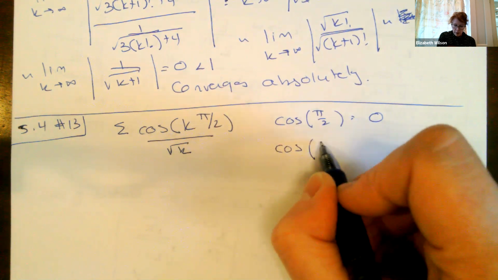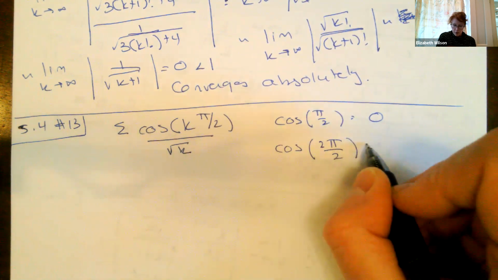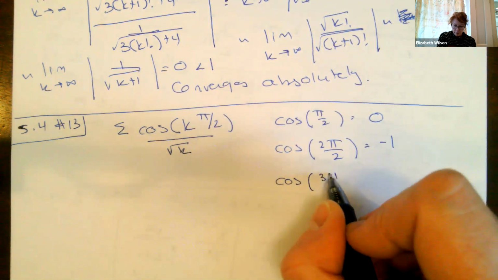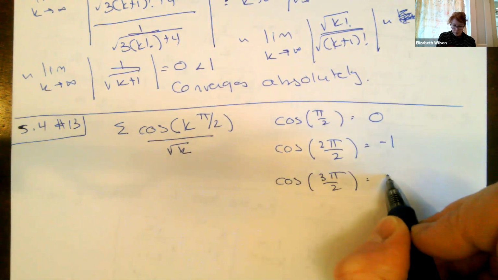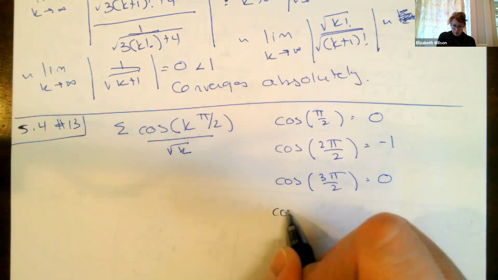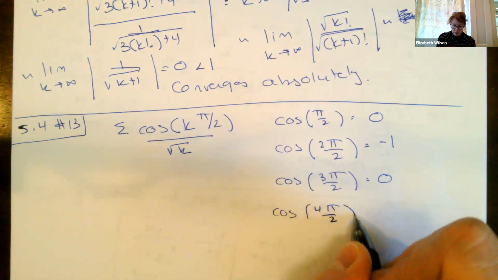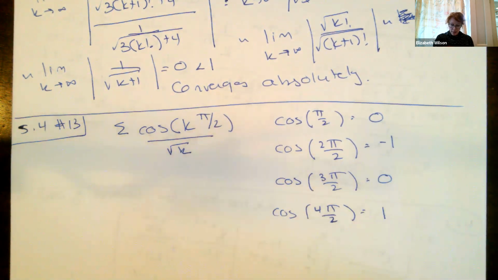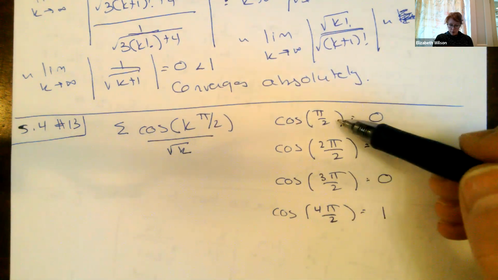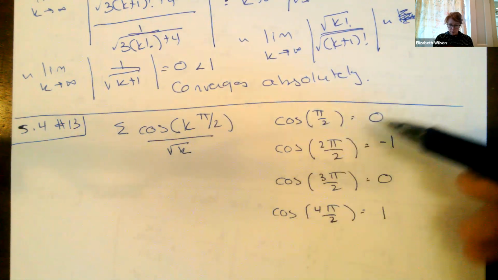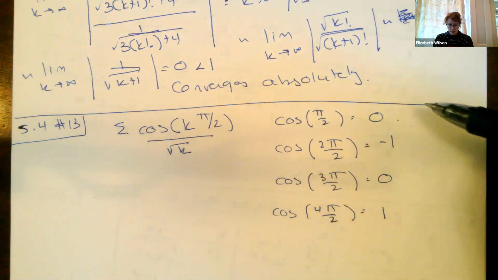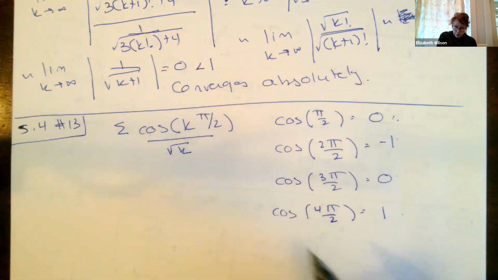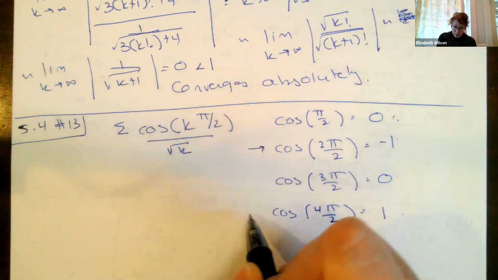Cosine of 2 pi over 2 is equal to cosine of pi, which is minus 1. Cosine of 3 pi over 2 is equal to 0. Cosine of 4 pi over 2 is equal to cosine of 2 pi, which is equal to cosine of 0, which is 1. And basically we're going around the unit circle, right? So we're just going to be looping our values 0, minus 1, 0, positive 1. But because of the zeros here, it looks like the even k's.